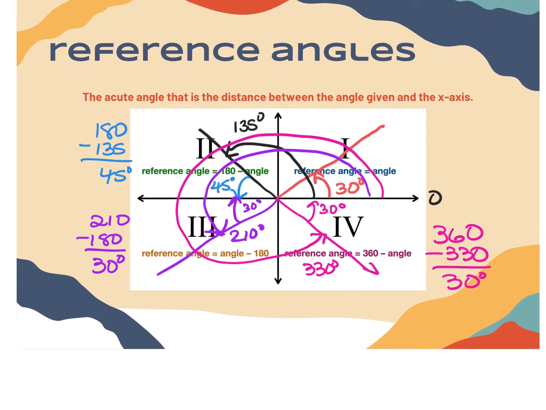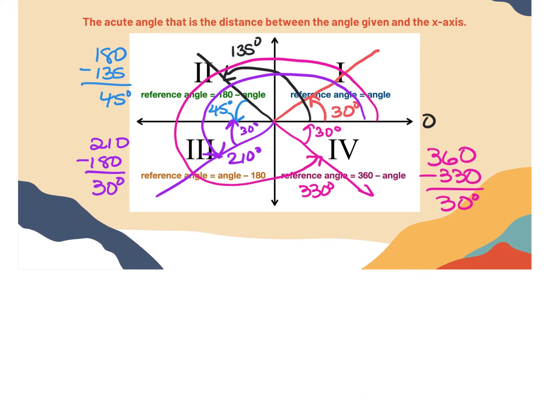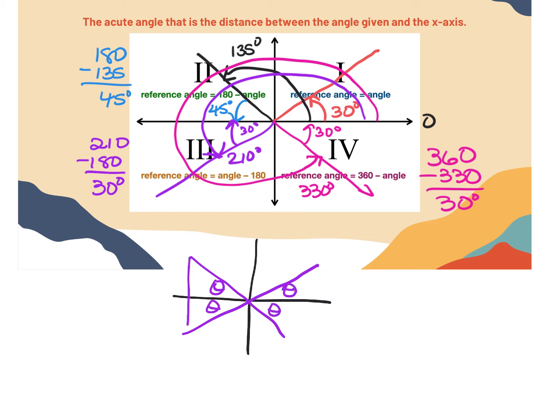All of our reference angles, again, are going to go back to the x-axis. So if this is my axis, it's going to sort of look like a bow tie. If I were to just draw this, my reference angles would all be located right in here. Think of it like a bow tie. It's whatever it takes to get back to the x-axis to complete the angle.